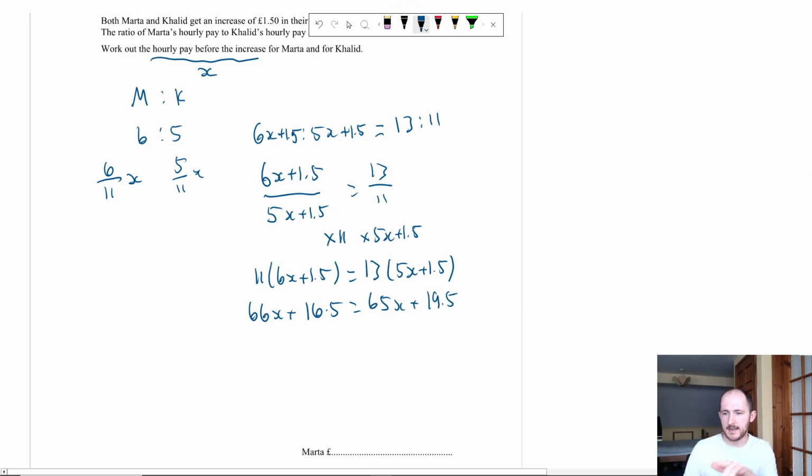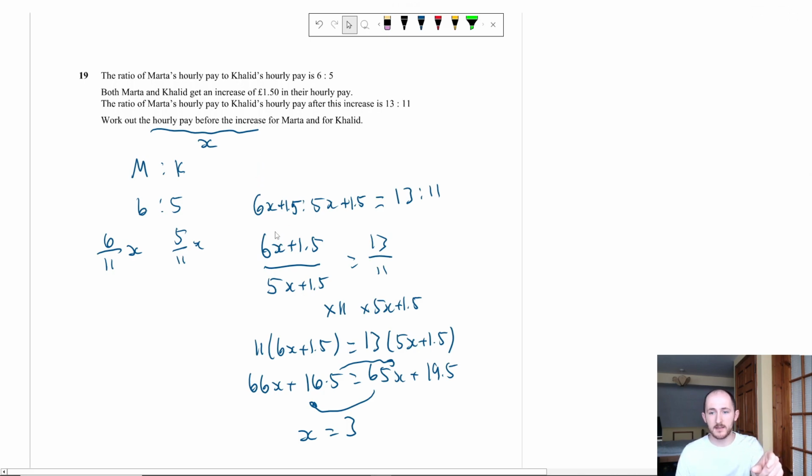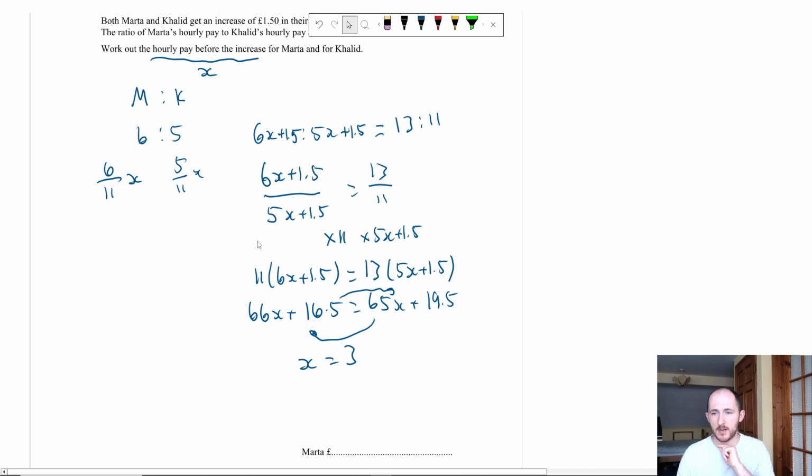Let's move the x's to the left and the numbers to the right. So we get 66x minus 65x, which is just x. We get 19.5 minus 16.5, which is 3. Now keep in mind that x is the individual part here. So if we want the hourly pay for Marta and Khalid, Marta has 6x, right? X is basically how much each part is worth.